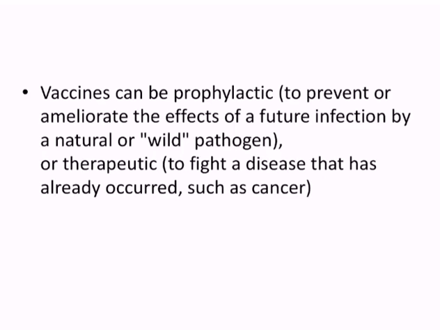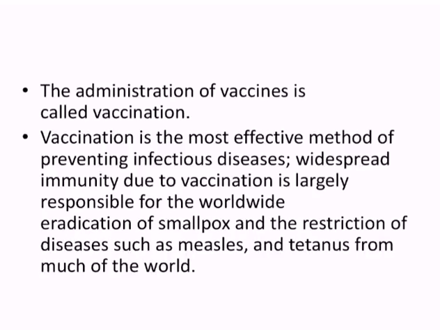Vaccines can be administered as prophylactic to prevent or ameliorate the effects of future infection by a natural or wild pathogen, or ممكن تكون therapeutic to fight a disease that has already occurred such as cancer. The vaccine may come for prophylaxis or for therapeutic. The administration of a vaccine is called vaccination. Vaccination is the most effective method of preventing infectious diseases.